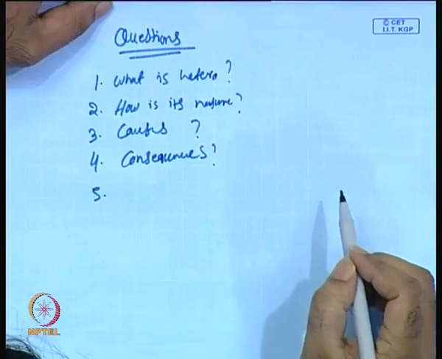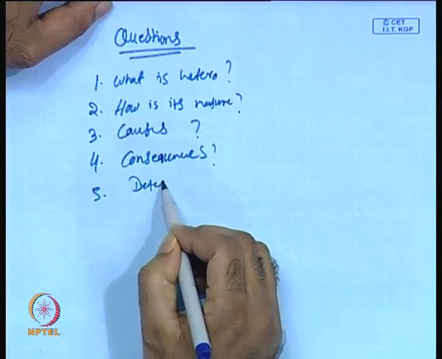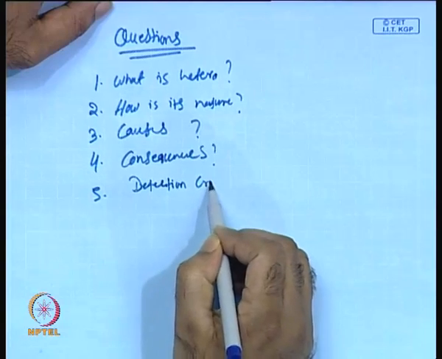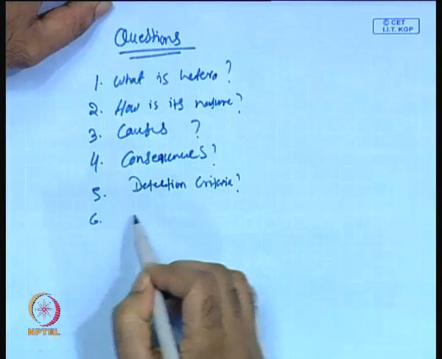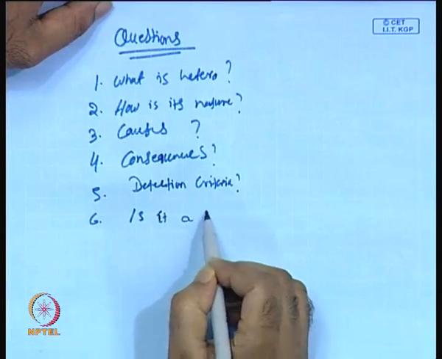Fifth, detection criteria. What are the detection criteria? Sixth, is it a problem? Is it a serious problem?